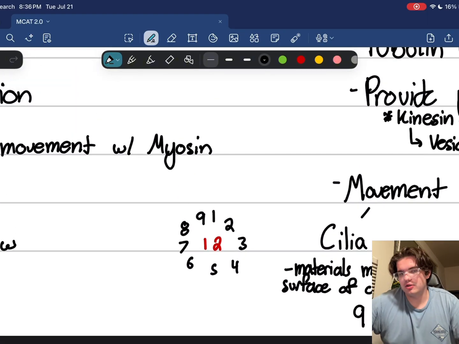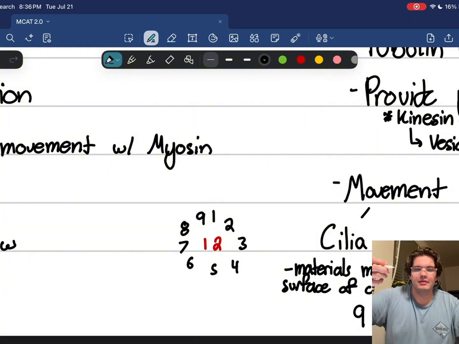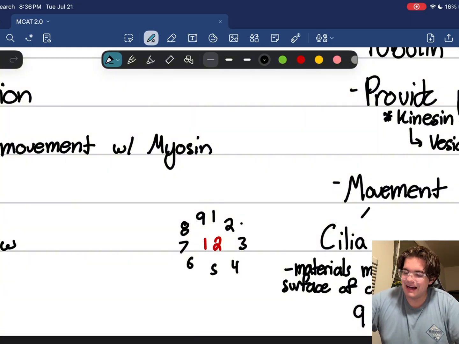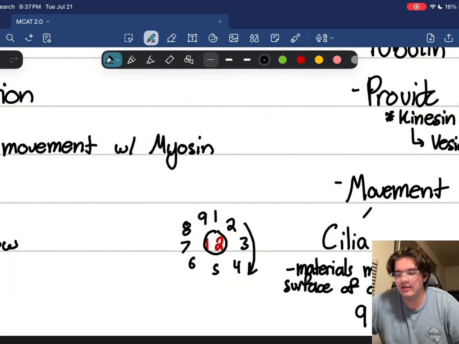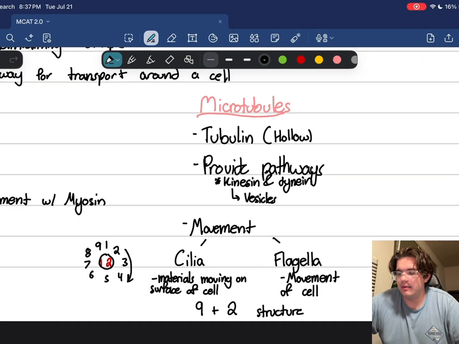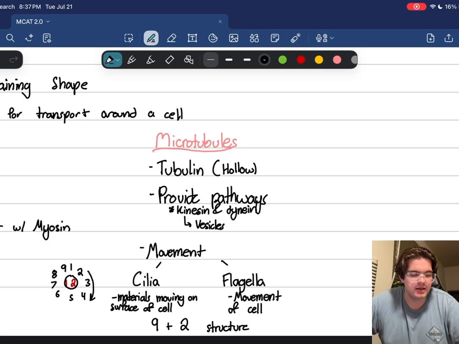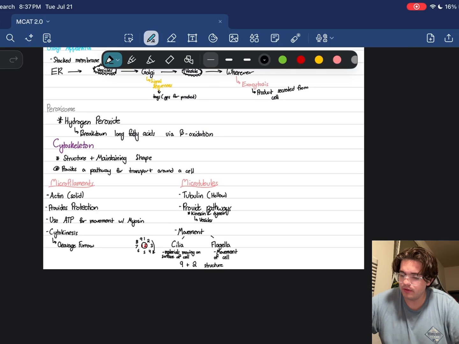I don't know why it's called the 9+2 method, other than the fact that it's 9 and 2 in different sections. I don't really like the way that it's 9+2 because that just makes me think 11. So I would think like 11 little things in a circle. But we have 9 tubulins in an outside ring, a hollow ring, and inside the middle of that ring are 2 extra tubulins. So a 9+2 structure, 11 total tubulins making it. But that's sort of the process for it. And that's all for microtubules.